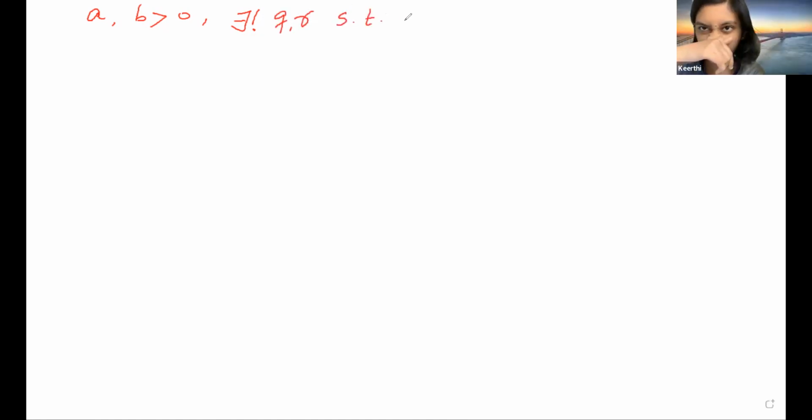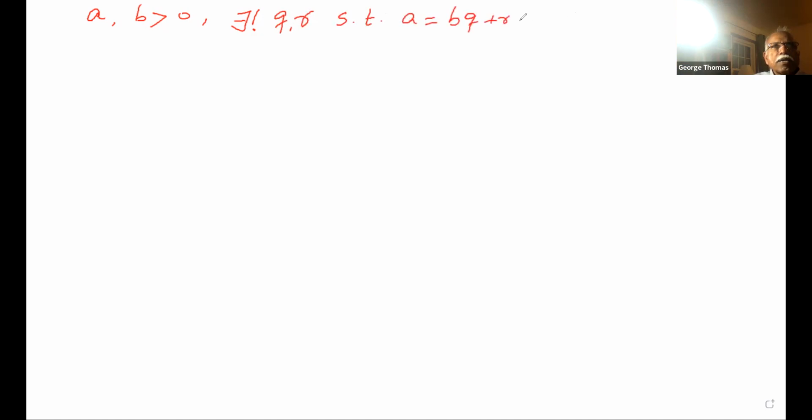Now, by now, everybody knows what all that means. There exists a unique set q, r integers so that a equals bq plus r.